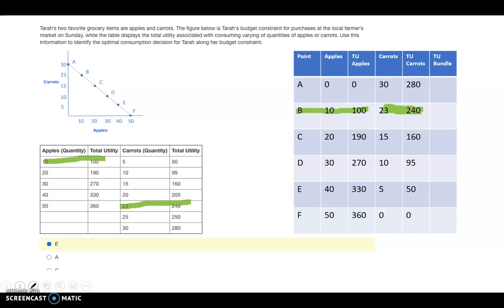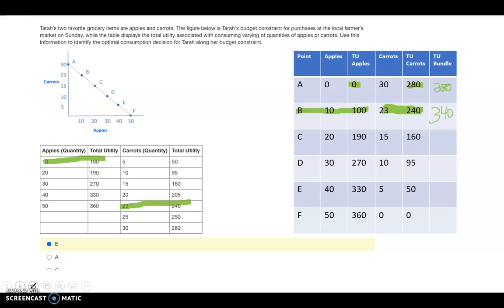I'm then going to add up the total utility for each of those. Let me fill these in. So that'll be 280. Waiting for my new sketching pad to come. Oh, this has been terrible. 340.